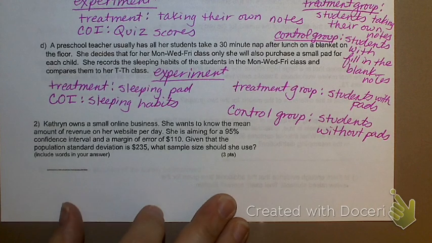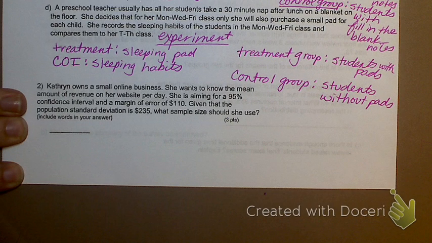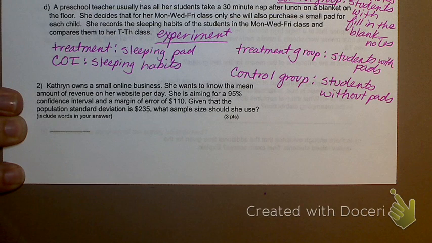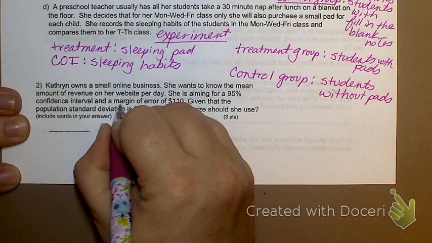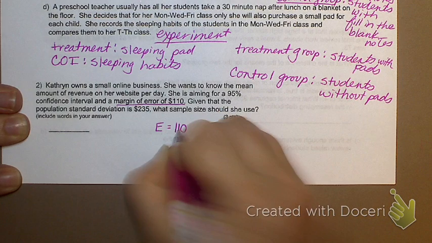All right. Catherine owns a small online business. She wants to know the mean amount of revenue on her website per day. She is aiming for a 95% confidence interval and a margin of error of $110. So I've got some important information there. That right there is E. Remember, capital E means margin of error. So my margin of error is $110.